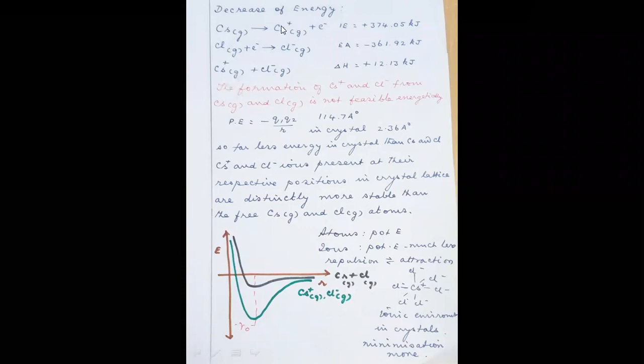So when you are combining a cesium plus ion and a Cl minus ion, the enthalpy change accompanying this process is plus 12.13 kilojoule. So the formation of Cs+ and Cl minus from cesium gas and chlorine gas is not feasible energetically, because practically it is not possible to separate one cesium atom or one chlorine atom, and also energetically it is not at all possible to make ions individually.